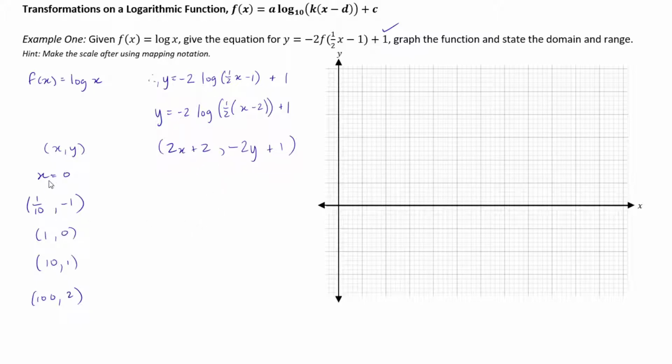So we look at our asymptote. Our asymptote is equal to x is equal to 0. So I can sub that in. 0 times 2 is just 0 plus 2. So my new asymptote is going to be located at x is equal to 2.